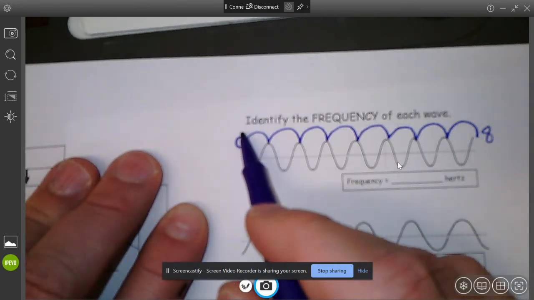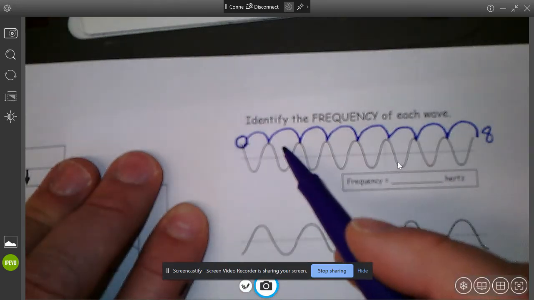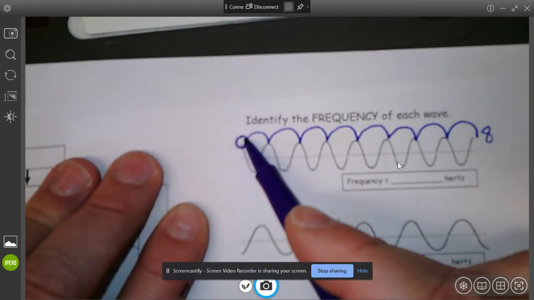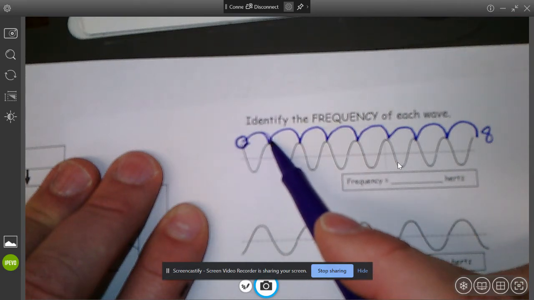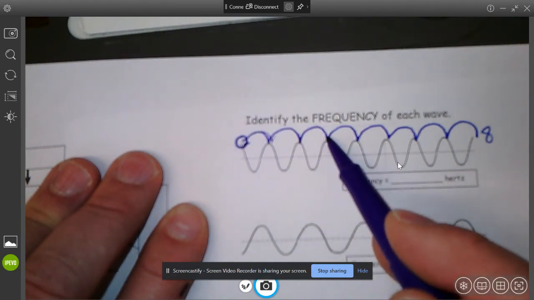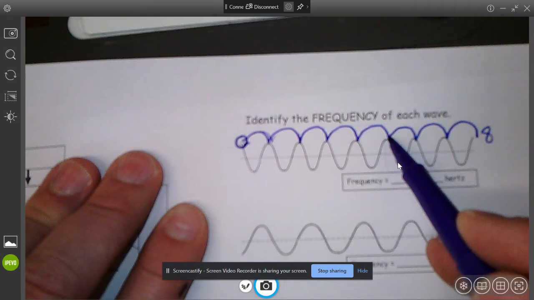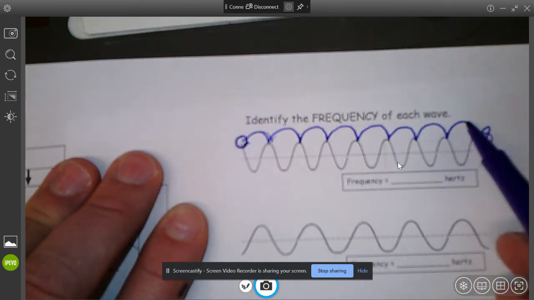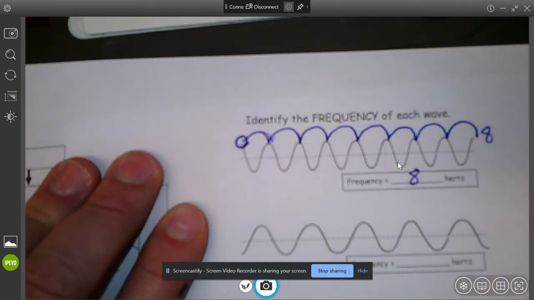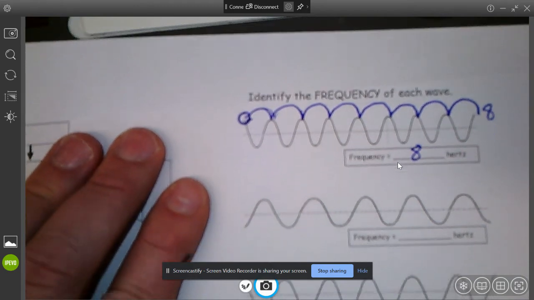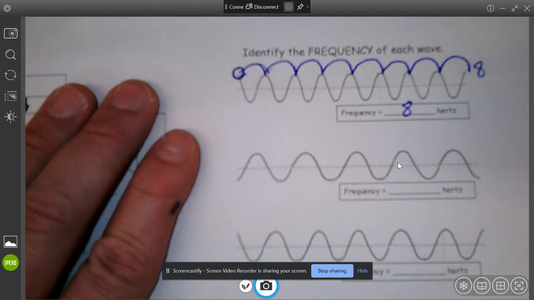So everybody circle the crest on this one and then count how many jumps you make and draw it with your pencil. 1, 2, 3, 4, 5, 6, 7, 8. The frequency of that wave is 8 hertz. And hertz is just a unit like degrees Celsius or meters or centimeters. It's just the unit that you use.